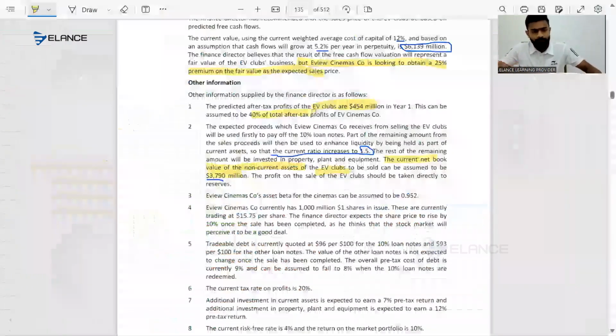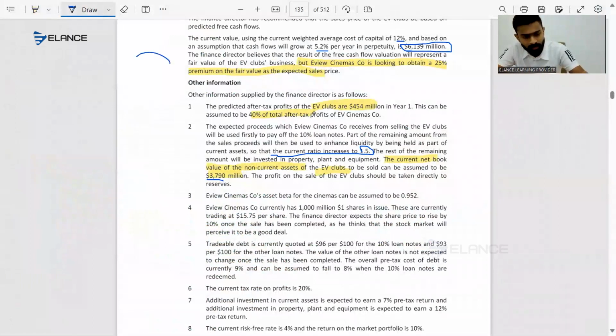See, I'll explain once again. If you draw a circle, this consists of cinemas and club. This comprises the total.